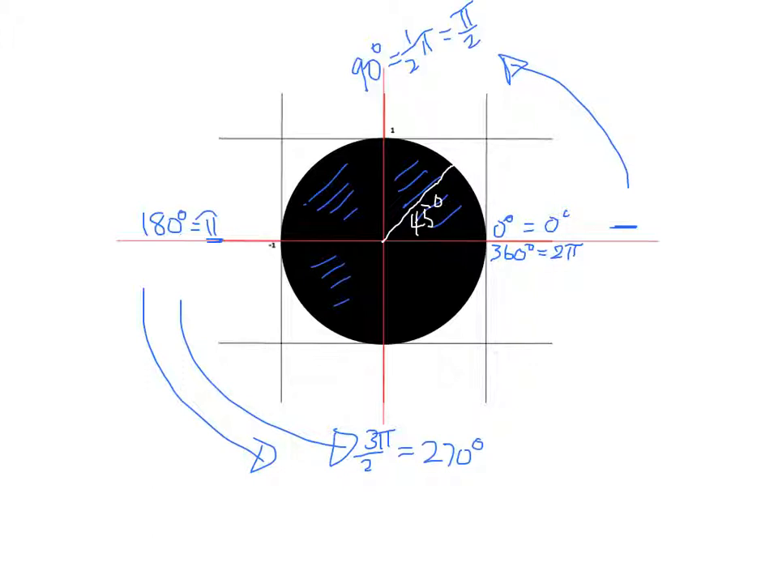45 degrees, how many times does 45 go into 180? It goes in 4 times. So we can actually specify this 45 degrees as a quarter of pi, and that's because 45 goes into 180 4 times. So a quarter of pi is the same as pi over 4.